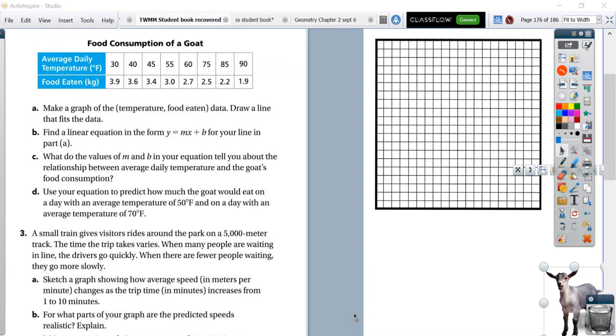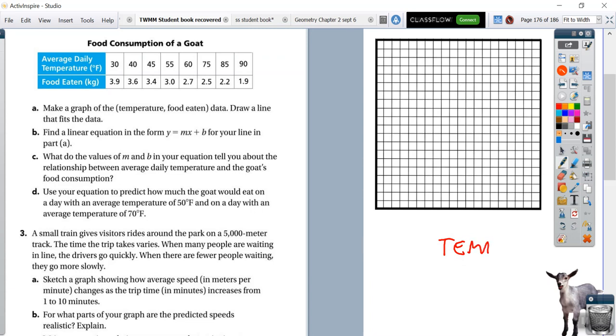Alright, so we have food consumption of a goat, and apparently the food consumption of a goat is related to the temperature outside. So the hotter it is, the less they eat. That is interesting. So we are to make a table of the graph and draw a line of best fit. All right, I can do this. Excellent. So the first variable is temp.